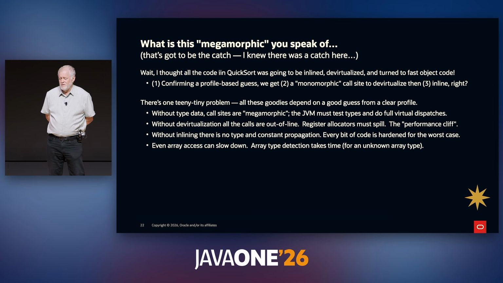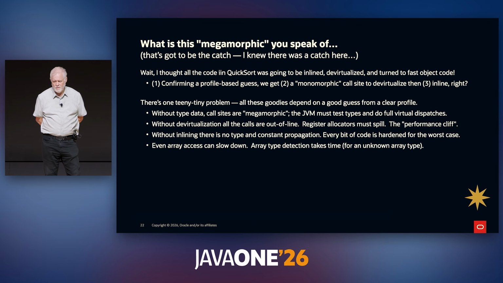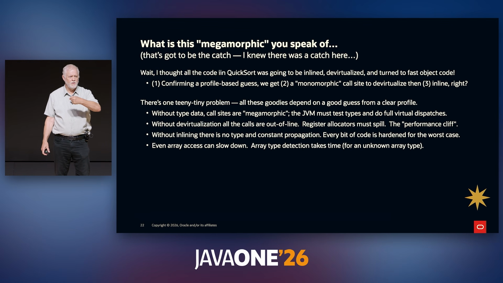Without type data, those megamorphic calls go somewhere you don't know. And the VM has to compile a very conservative call that I showed you the assembly of. There's spilling. This is the performance cliff. And more subtly, without inlining, you can't stir all that IR into one big soup pot.